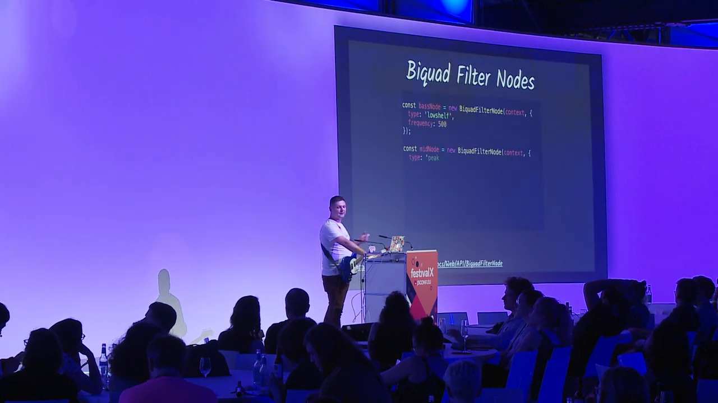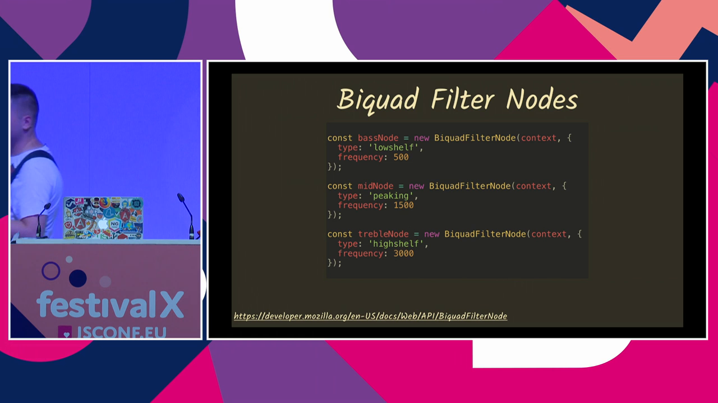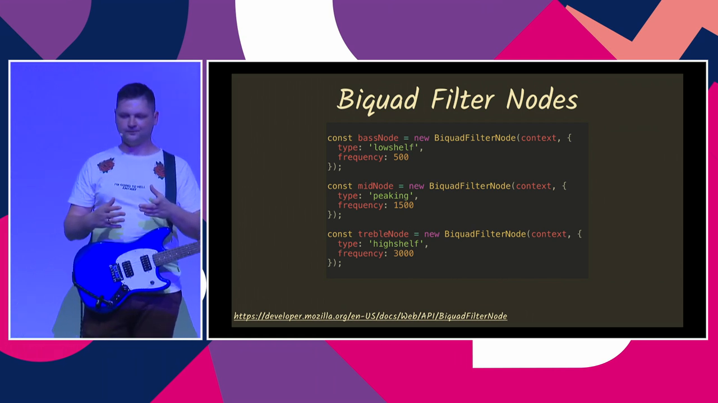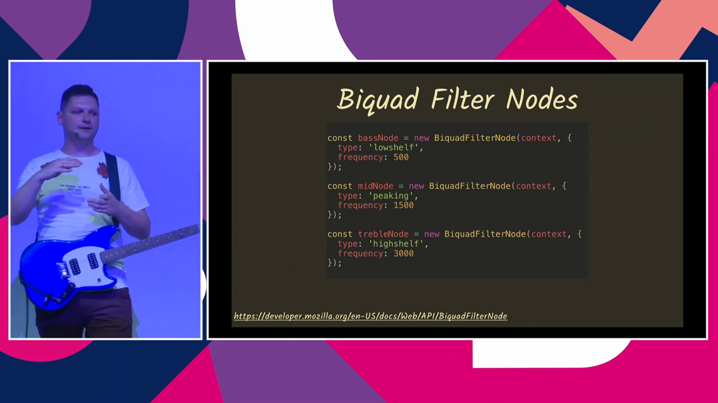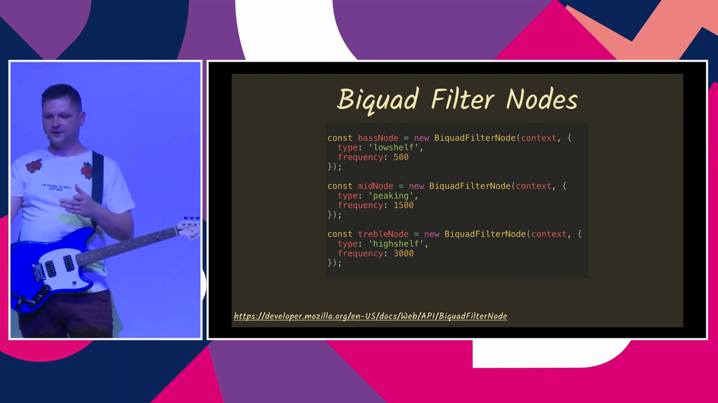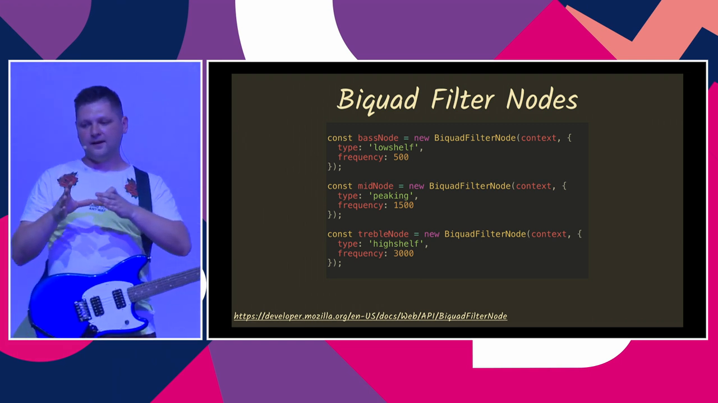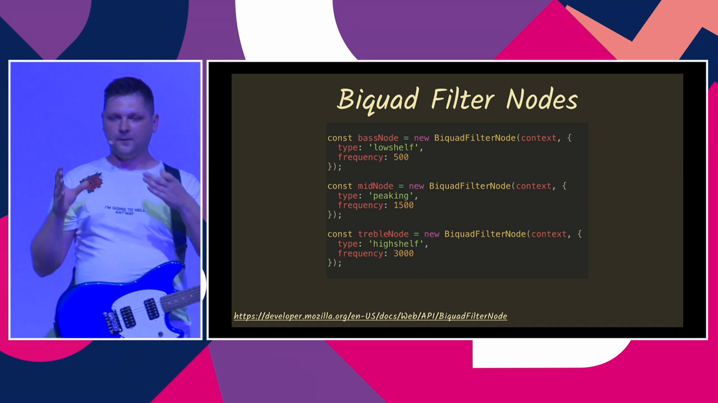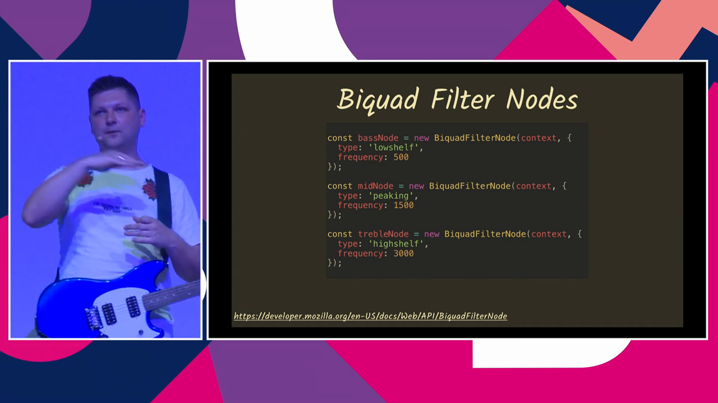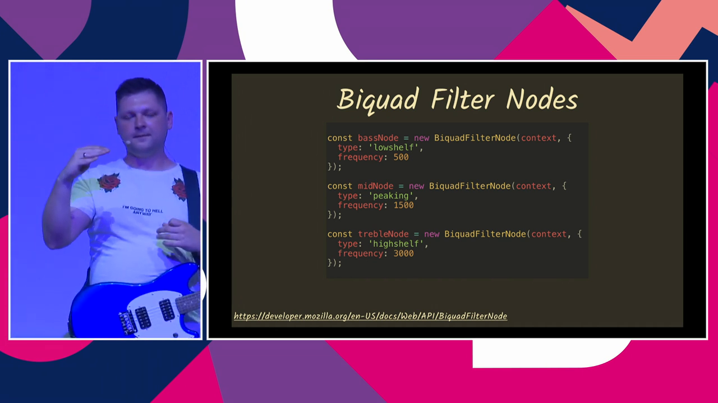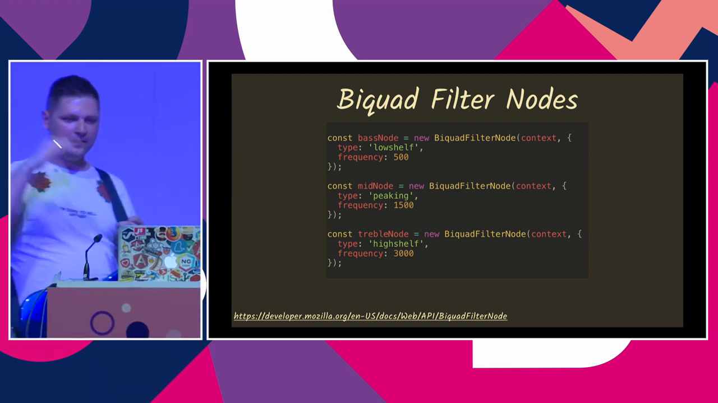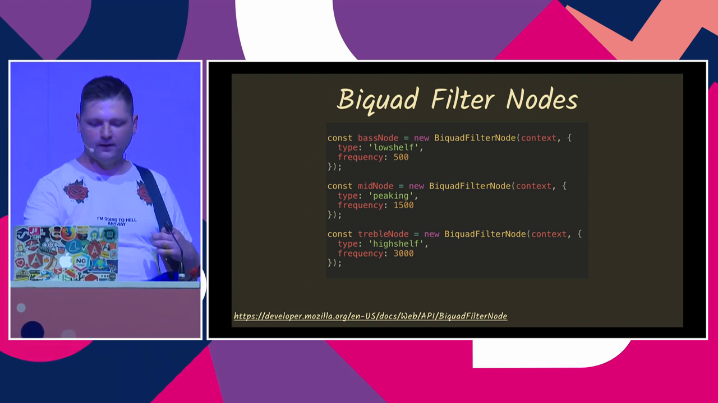And we have special nodes for that in web audio. We can, again, use the biquad filter node, but different types of filters now. So we're using low shelf. What does it mean? It takes everything that is below the frequency and amplifies it. Peaking takes the nearby range around the provided frequency and amplifies it. High shelf takes everything above some frequency and amplifies it, and cuts off everything below this frequency. Let's try it.